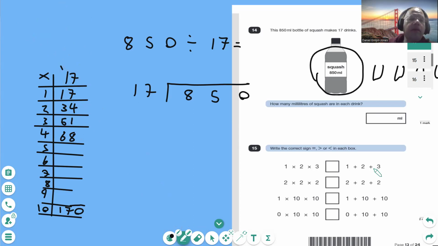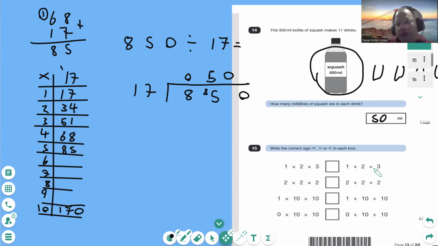I'm just doing like this. 68, 17. 8 plus 7 is 15, isn't it? Yeah, 6, 7, 8. 85. Oh, I remember 85, it was here, wasn't it? Okay, so 17 doesn't fit into 8. So 85. It goes in 5 times. So each one will be 50 mils.